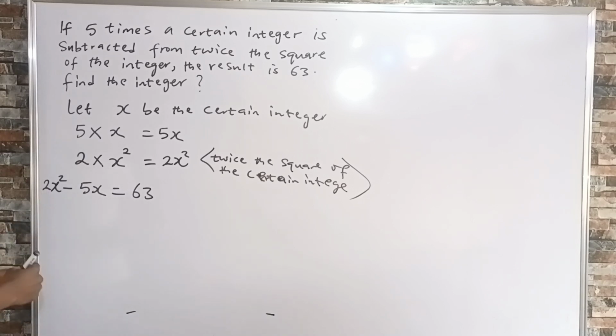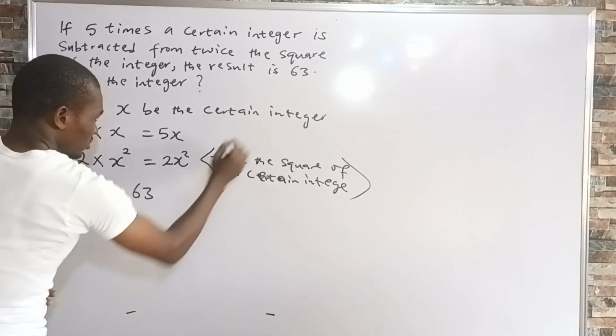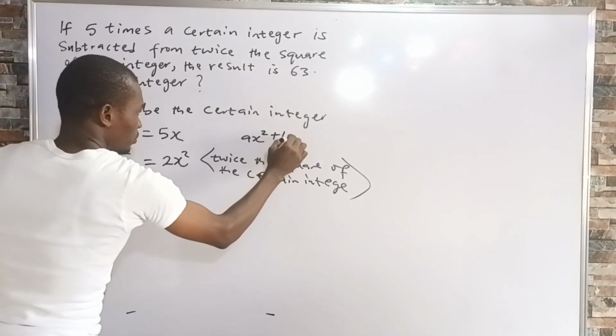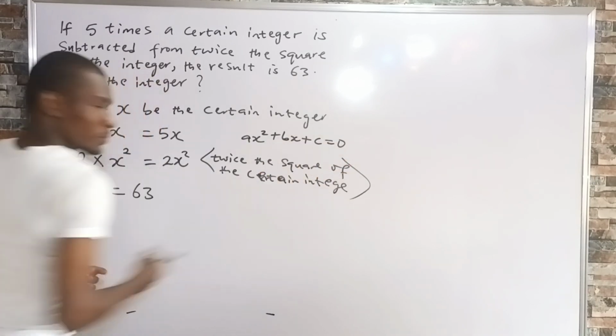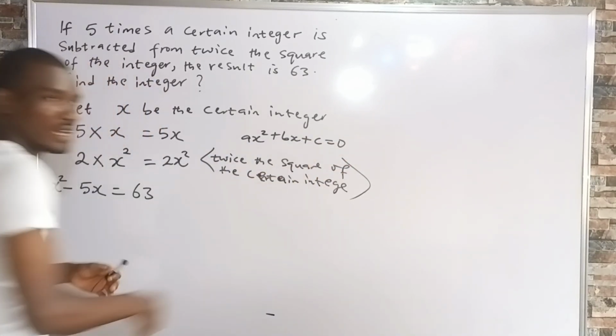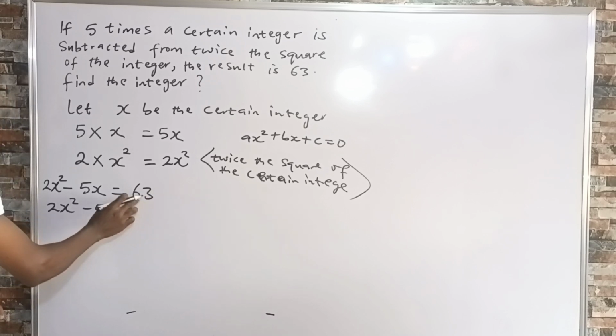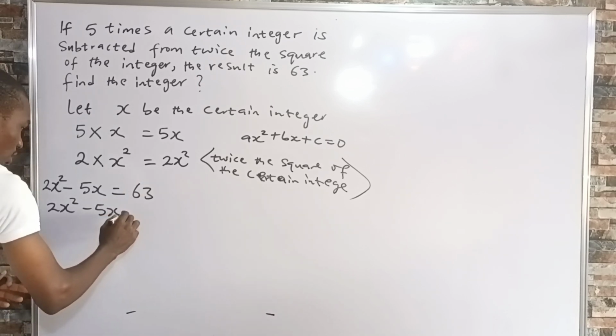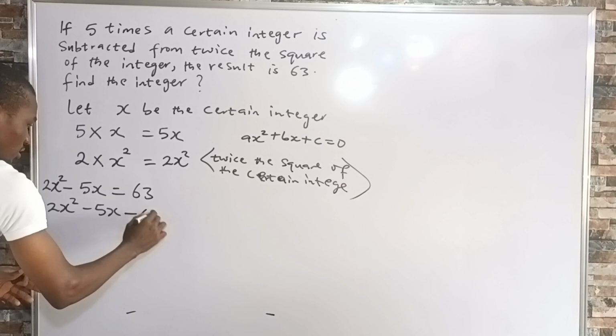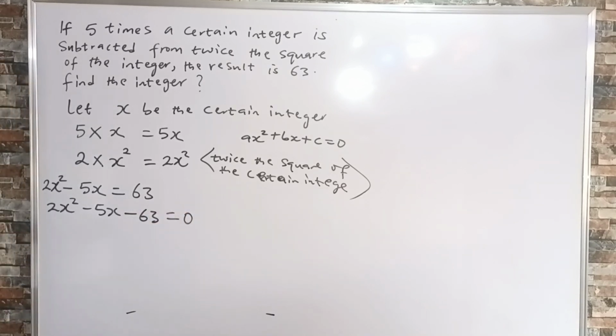Looking at this, we can rearrange it in the normal form of a quadratic equation, which is ax squared plus bx plus c equals 0, where a, b, and c are the numerals or constants. Let's use this order and rearrange. We now have 2x squared minus 5x. If I subtract 63 from both sides of the equation, the left hand side will be minus 63 and the right hand side is going to be 0.